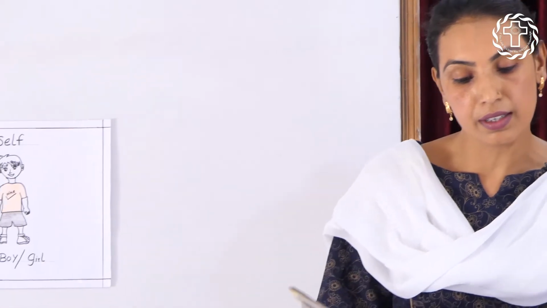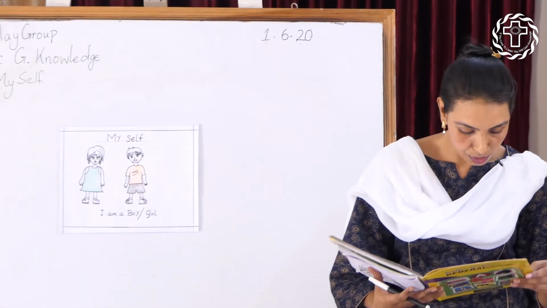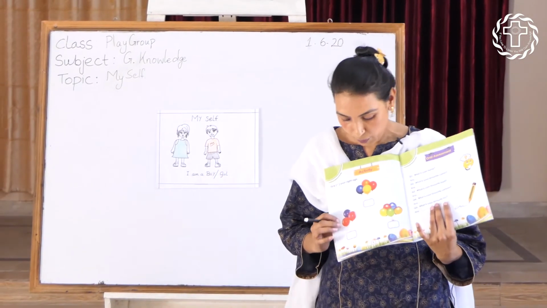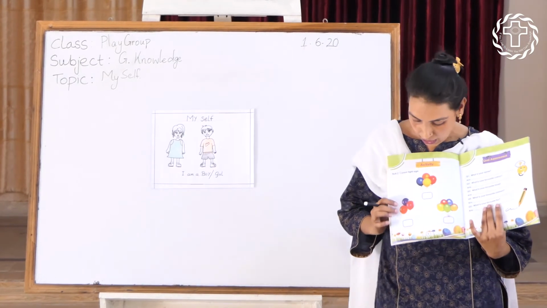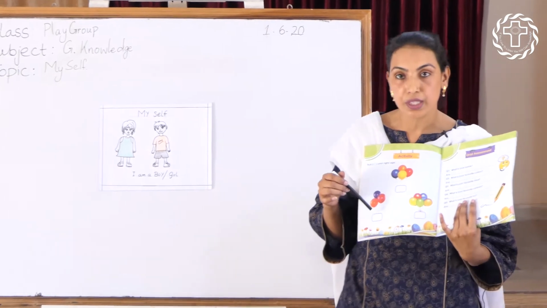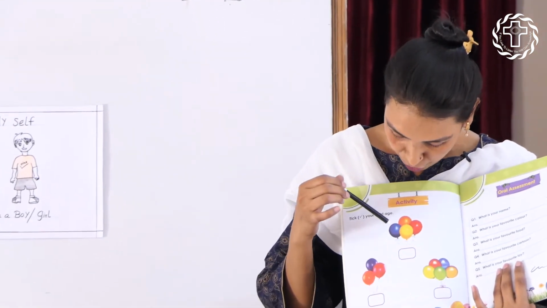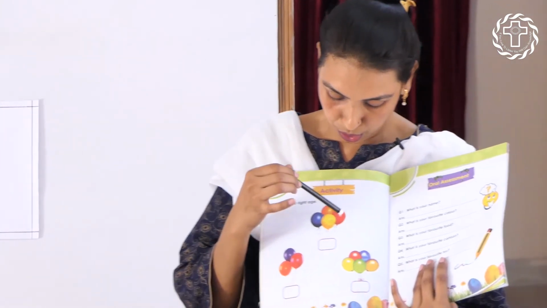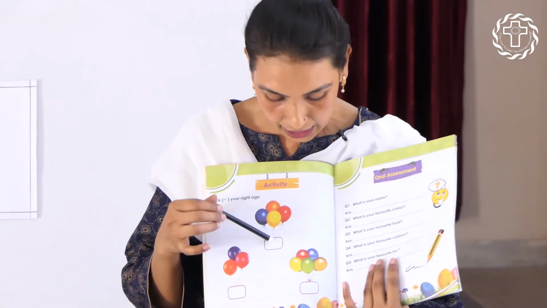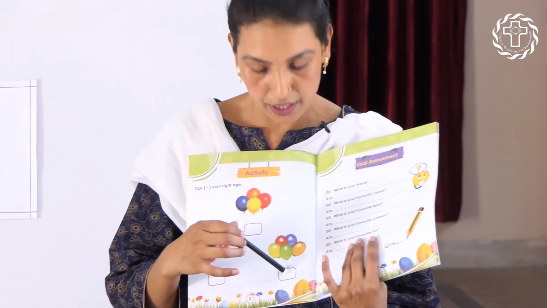Now I have a homework activity. Open your book page number 2. We have some balloons. Here we have 3 balloons. 1, 2, 3. If you are 3 years old, you will tick here. And we have here 4 balloons. 1, 2, 3, 4. If you are 4 years old, you will tick here. And if you are 5 years old, you will tick here.